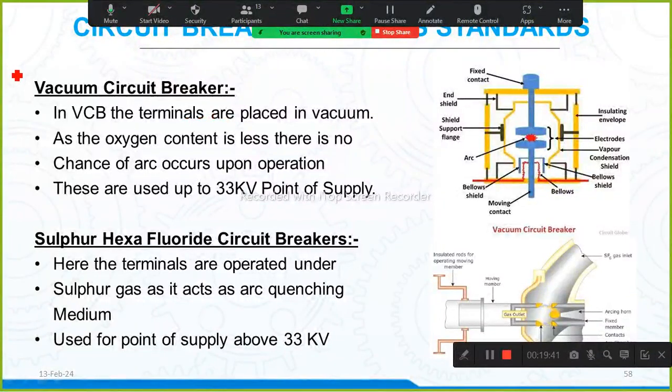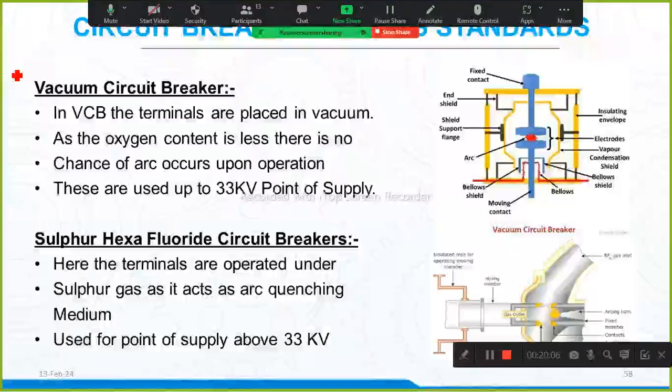But I didn't show the oil circuit breaker here. Why? Because mostly people are not using oil circuit breakers nowadays because of the huge maintenance. So oil circuit breaker means what? The terminals are placed inside the oil. The on and off terminals are placed inside the oil. So when you are operating the circuit breaker, there is no chance of arc because the oil has a high dielectric strength which quenches the arc.